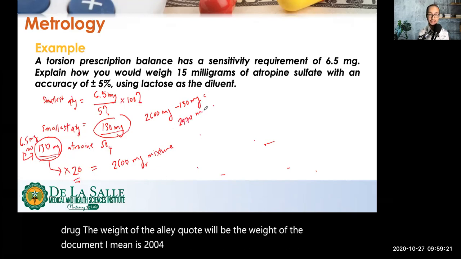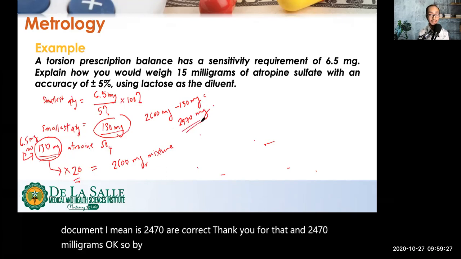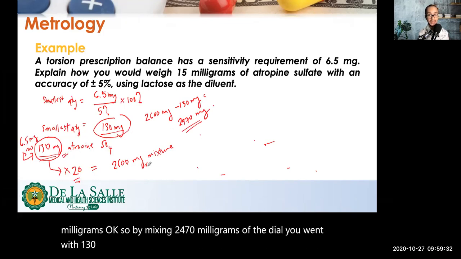You are correct. Thank you for that. And 2,470 milligrams. Okay. So by mixing 2,470 milligrams of the diluent with 130 milligrams of atropine sulfate, we get 2,600 milligrams of the mixture.